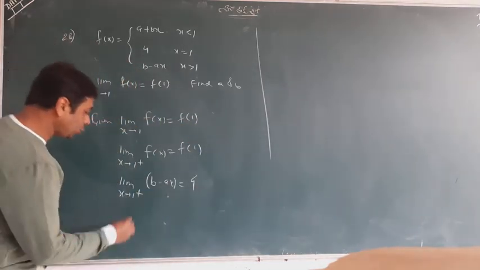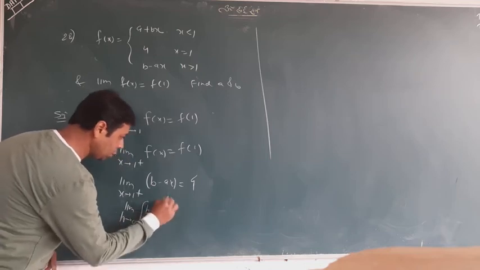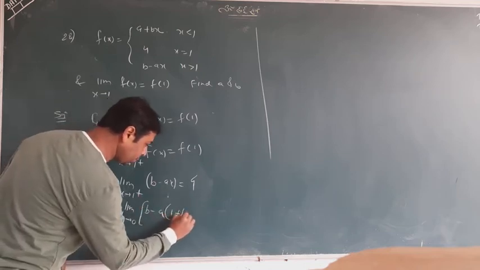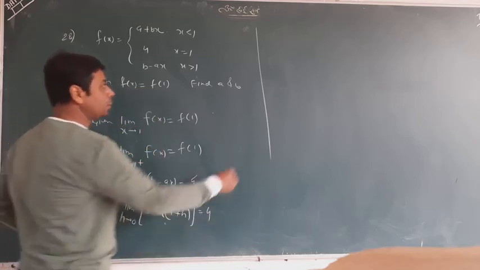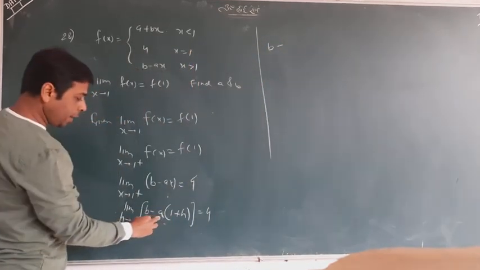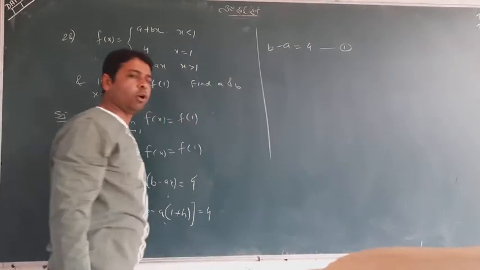Now change to h. So b minus a, instead of x you write 1 plus h, equal to 4. Put h equal to 0, and you will get b minus a into 1, that is b minus a, equal to 4. This is the first equation you have got.